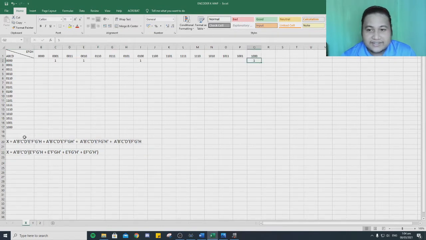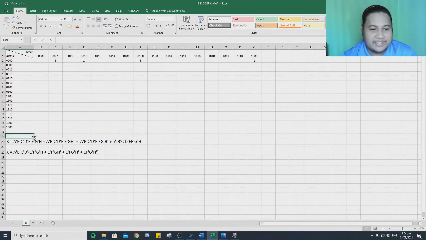Now to find its Boolean equation, we just need to correspond each letter of input to its Boolean value. So for example, in this output, we have not A, not B, not C, and not D, not E, not F, not G, and H. So we have these, and we just repeat it for the rest of the outputs.